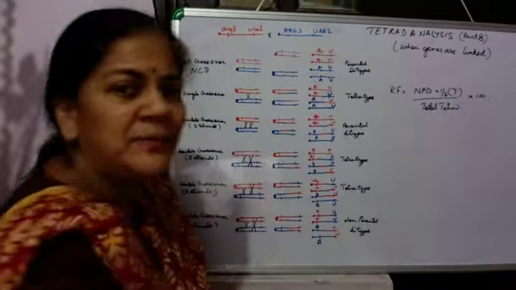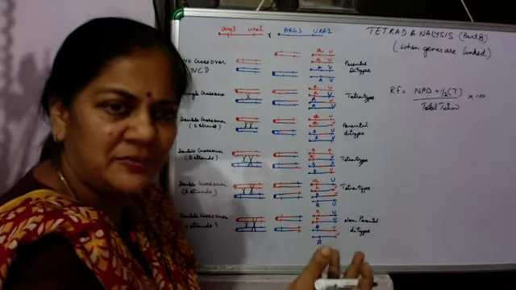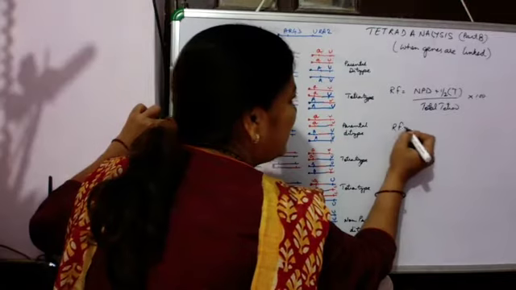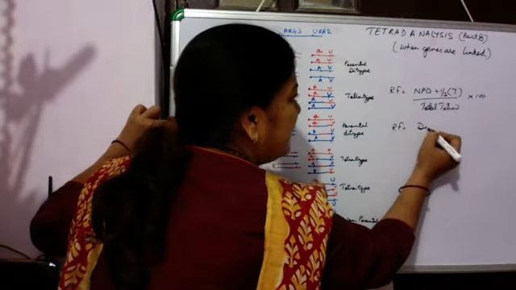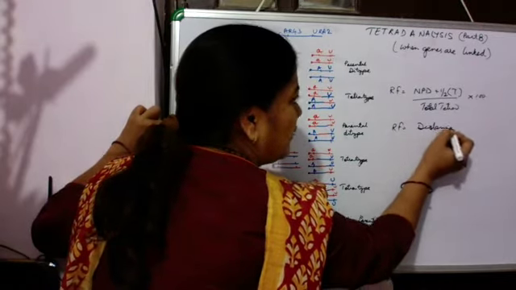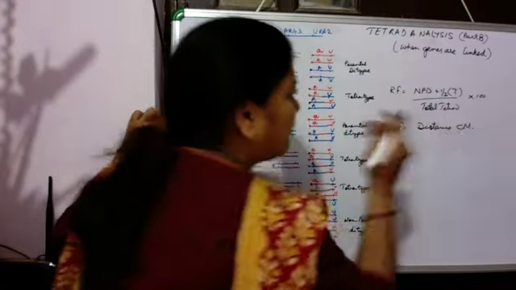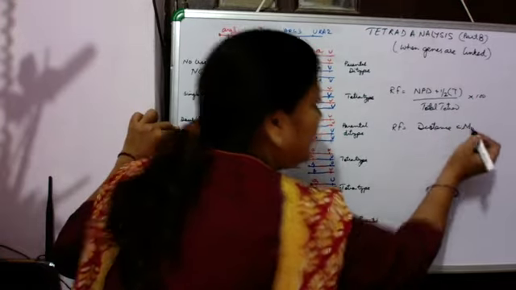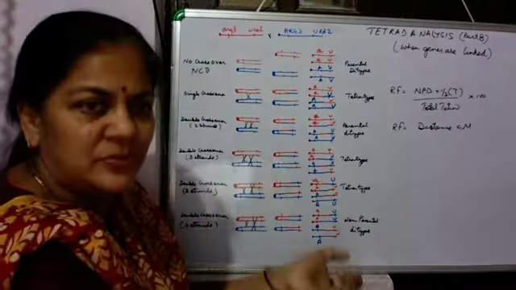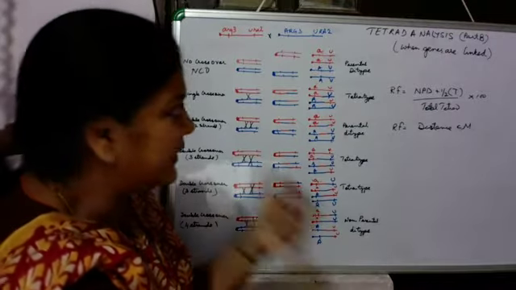and this is multiplied by 100. So what we get ultimately is the recombination frequency, and as we know, the recombination frequency we get is equal to the distance in centimorgan. So this will give you the distance between the two genes. So this is how one can do tetrad analysis.